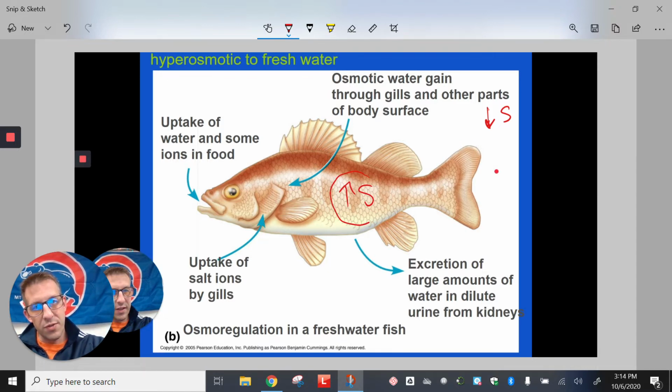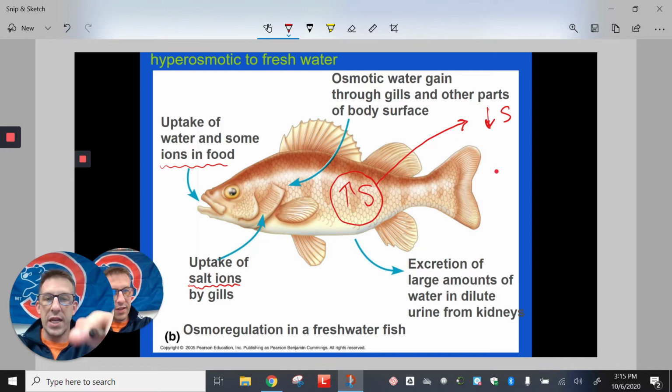Remember that solutes will move from areas that are more highly concentrated to areas that are less concentrated, in an attempt to reach equilibrium. So this guy is naturally also going to lose salt or solutes into his environment, so he's got to figure out a way to replace those. Just by natural eating, he's going to take in some of those salts, and he can passively take in salt ions through his gills just by keeping his gills open to the water. So he can replace these solutes that are lost to the environment in fairly passive ways.